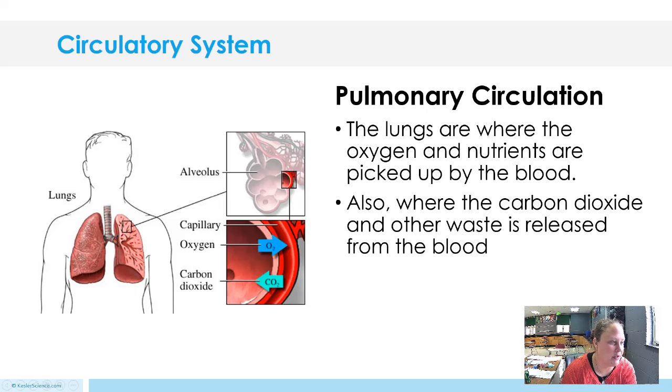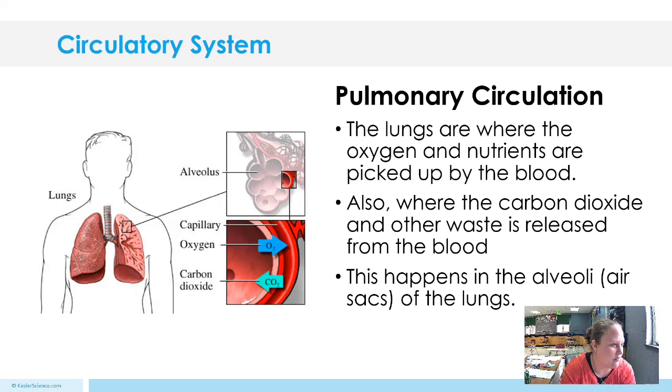And waste. So carbon dioxide and other waste is released from the blood. This happens in the alveoli. They're the air sacs of the lungs. They kind of look like little raspberries up there at the top, but they are in your lungs.